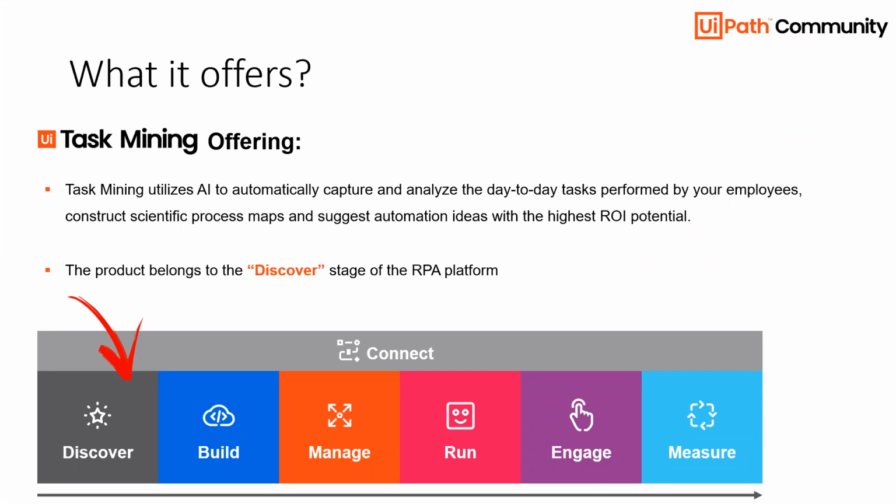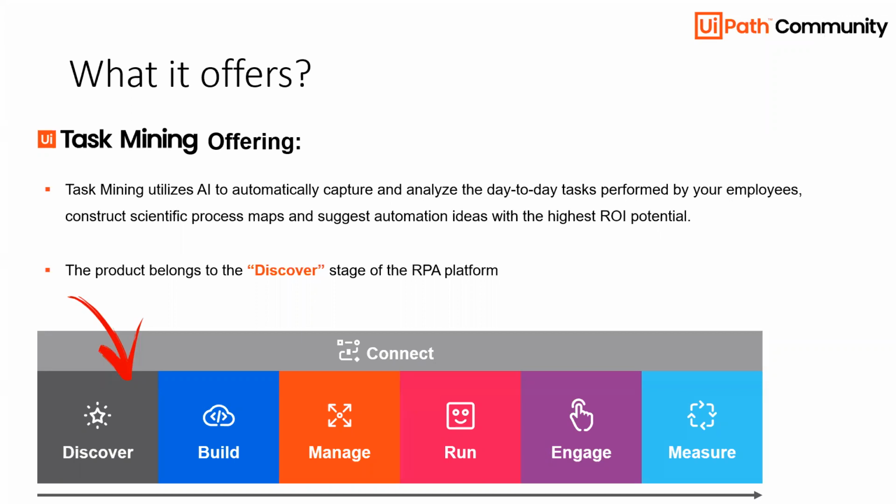Now, what does Task Mining do and how does it use AI? That is the main question that everybody has in mind. So, Task Mining actually utilizes AI to automatically capture and analyze the day to day tasks performed by the employee to construct a scientific process map. It constructs a scientific process map and suggests the automation ideas with the highest ROI potential.